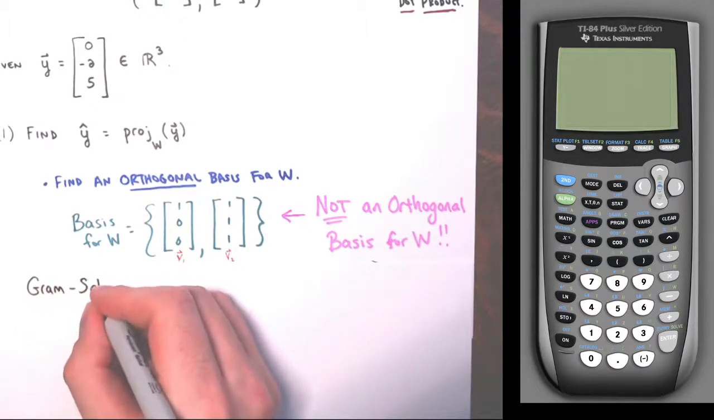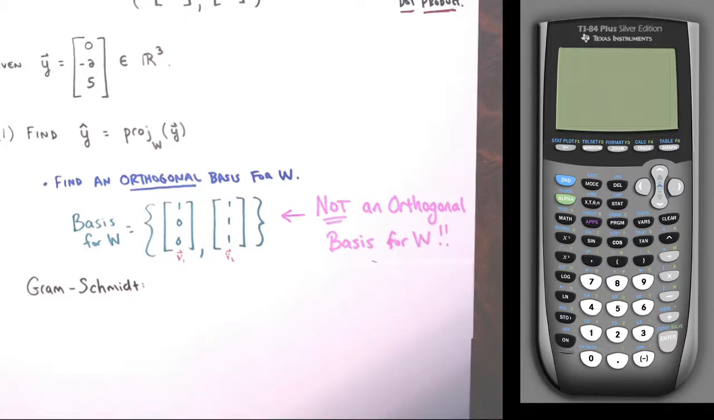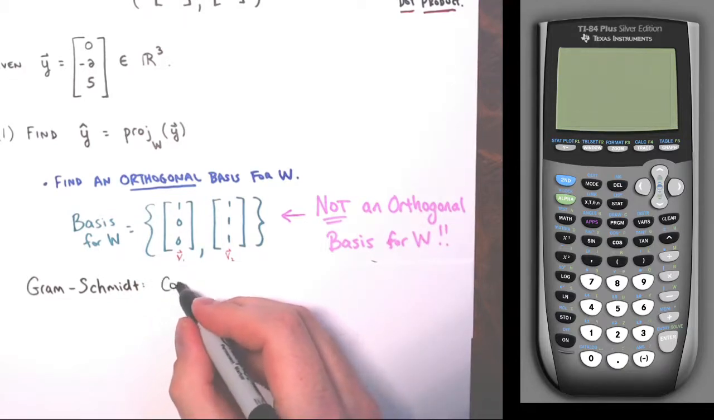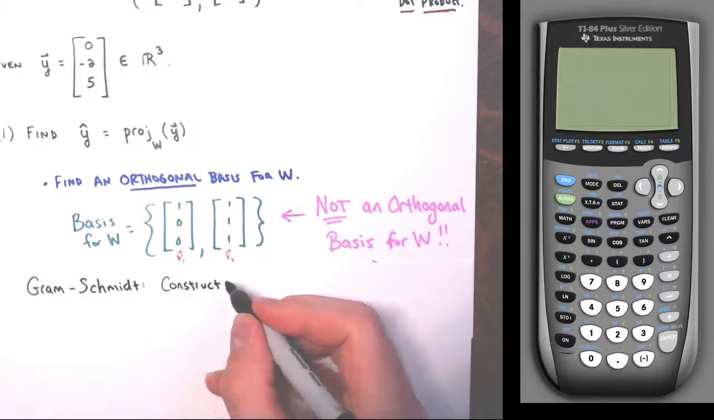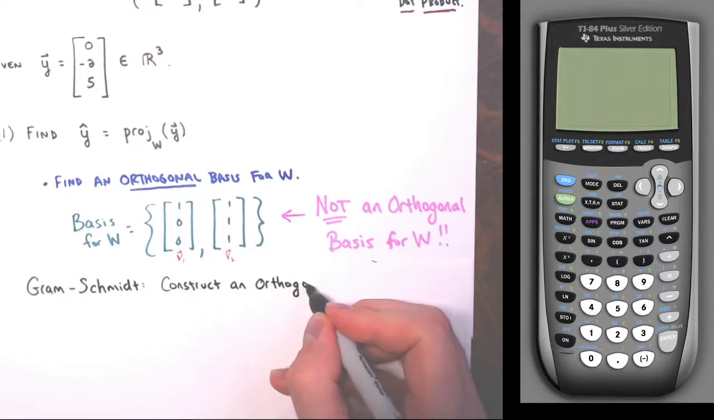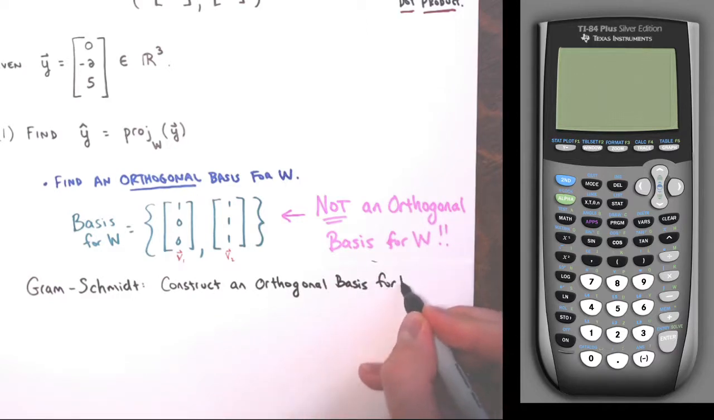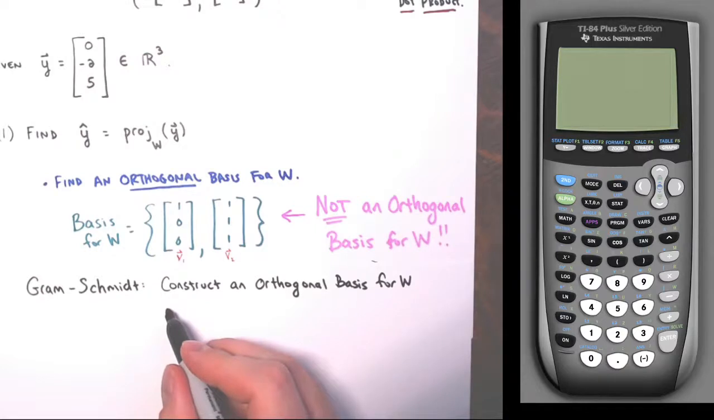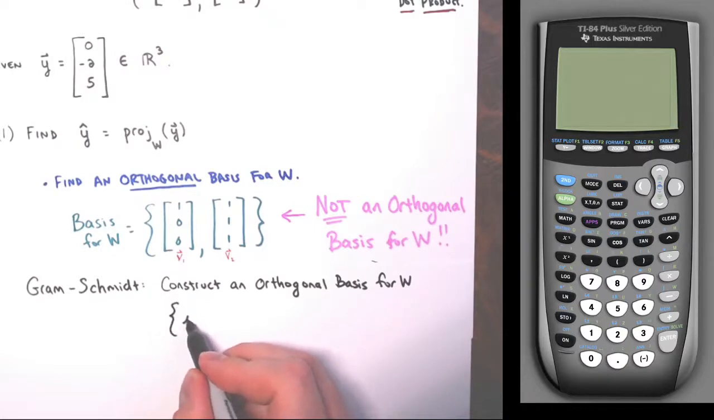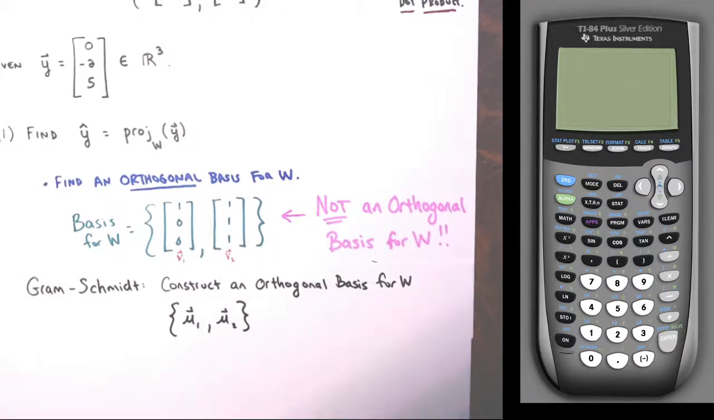And hopefully, again, I'm hoping you're familiar with this, if you've gotten this far. So we're trying to construct an orthogonal basis for W, say with the vectors U1 and U2, right? Because it should have two vectors. Every basis for a vector space should have the same number of vectors in it.